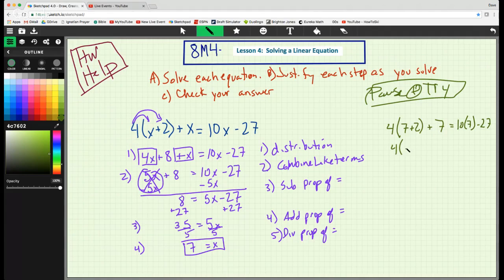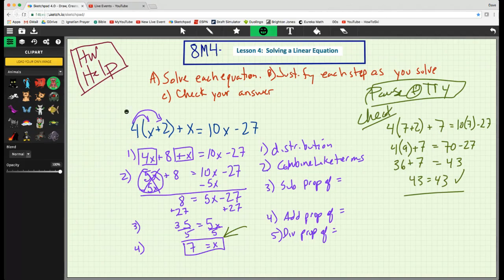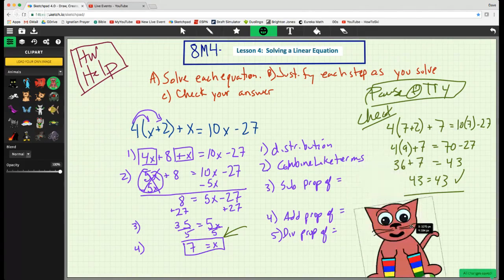Well, we have 4 times 9 plus 7 equals 70 minus 27. Well, 70 minus 27 is 43, and this is 36 plus 7. 36 plus 7 is 43 equals 43. So we have checked, this was our check step. We checked it. Our answer is x equals 7. We are done. Well done.